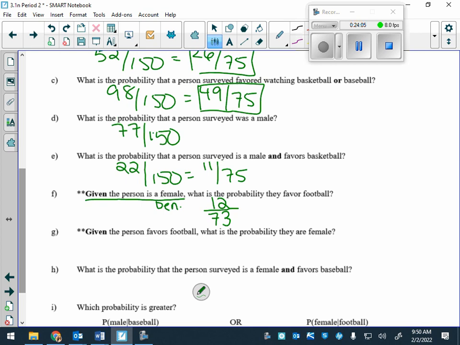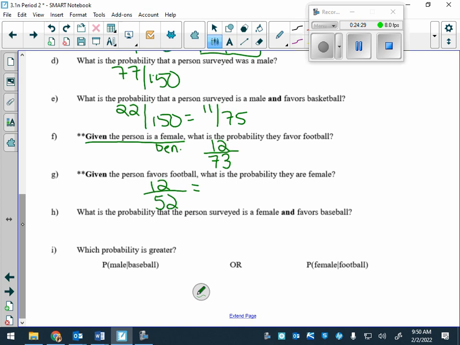Now for G, given the person favors football. So how many people like football? 52. Out of 52, how many of them are females? 12. And then what does that reduce to? Good.